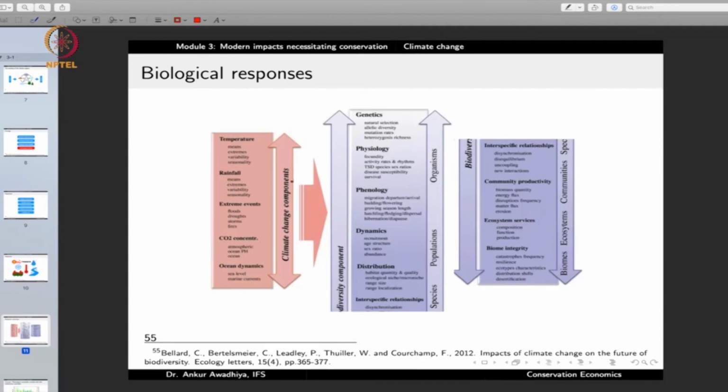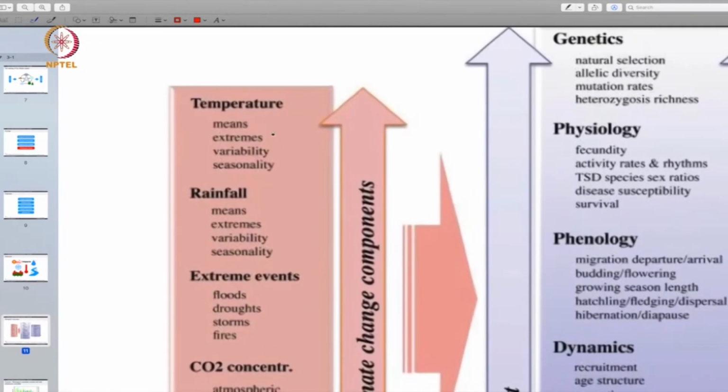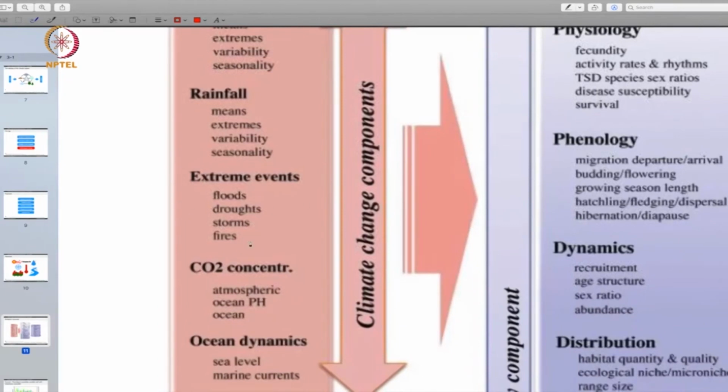So the climate change results in changes in the temperature. So there is a change in the mean temperature. There is a change in the extreme temperature. There is a change in the amount of variability that we see in temperature. There is a change in the seasonality of temperature. There are changes in rainfall. There are changes in extreme events. So we find more and more number of floods, more droughts, more storms, more fires, not only in a greater duration but also in a greater intensity.